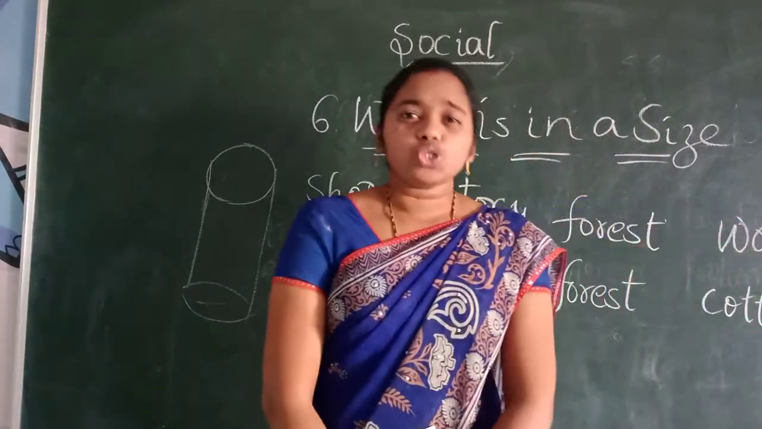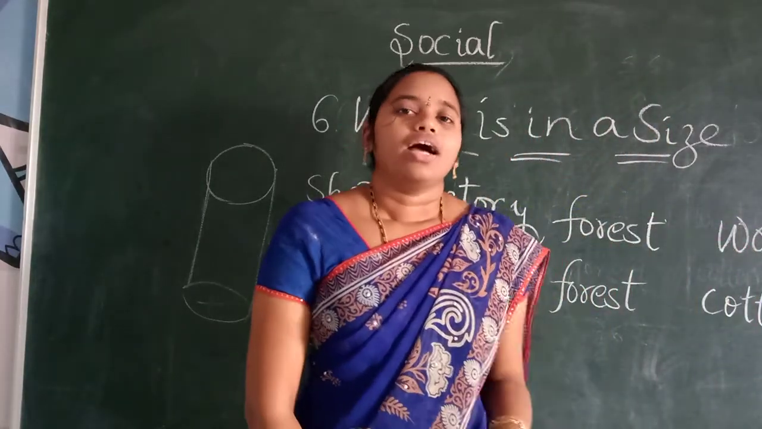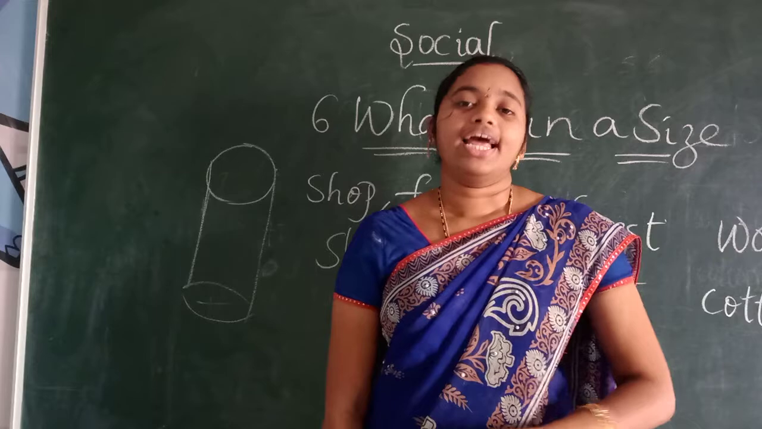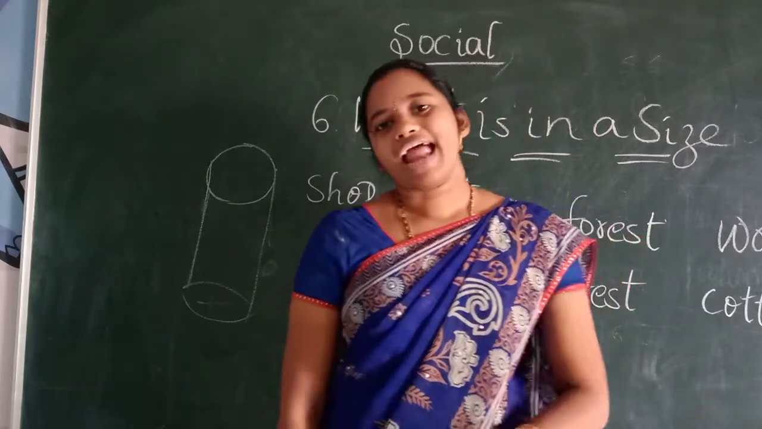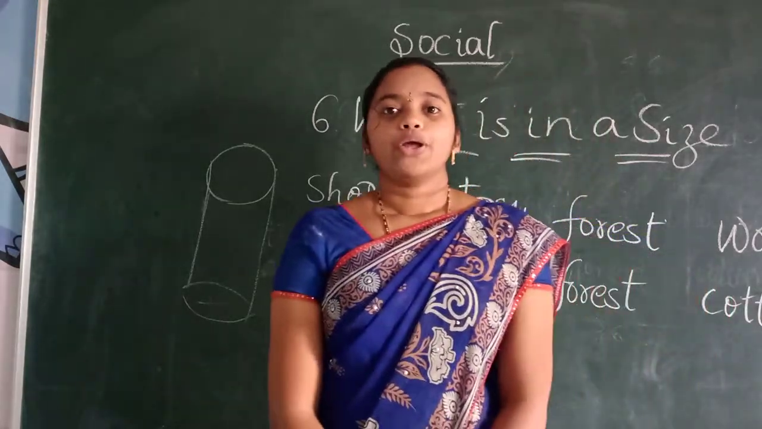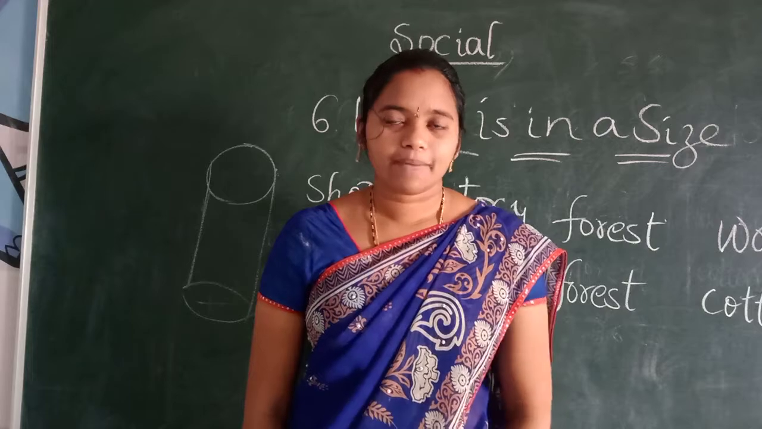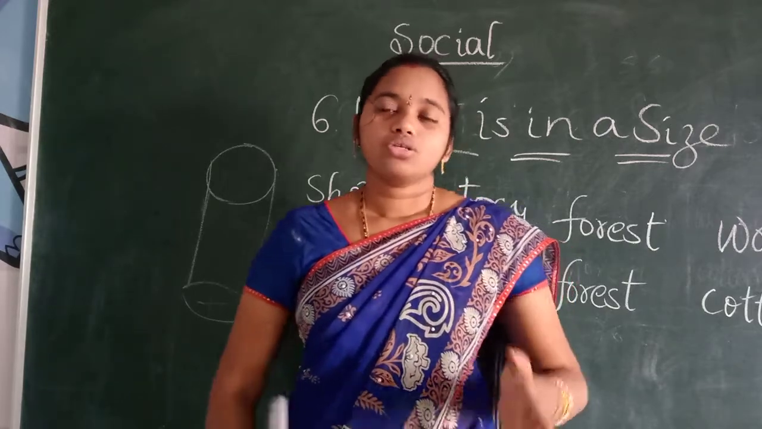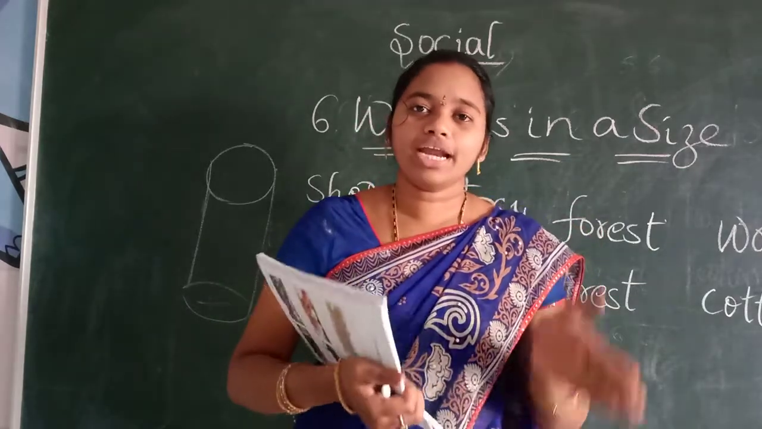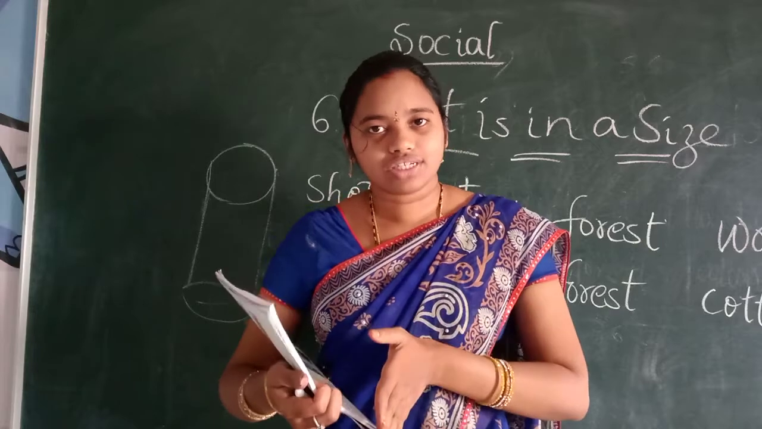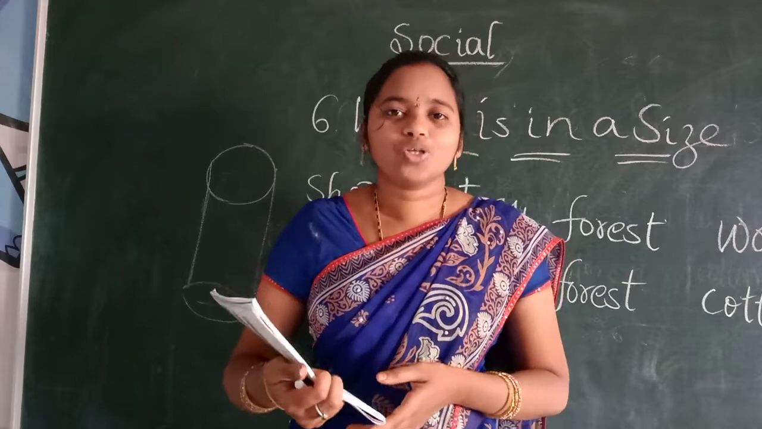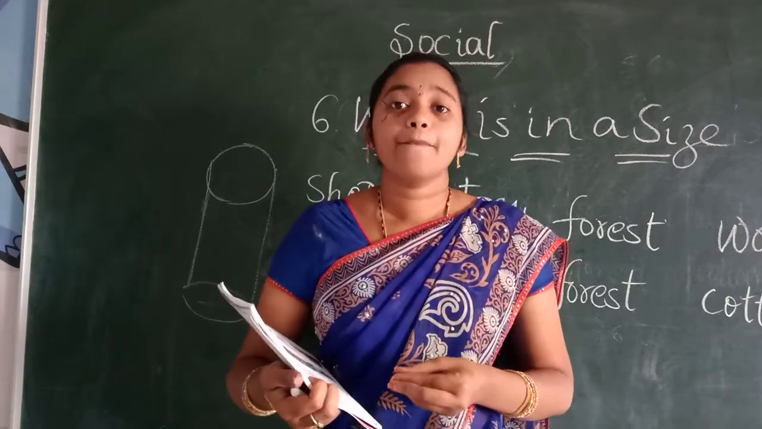So children, these two materials we get from plants, right? Cotton is a plant material, and wood is also a plant material. So we can get these two materials from plants, but the series of actions is different. Making a sofa is a different process and making a bedsheet is a different process. Different raw materials in different actions give different finished goods. The series of actions is known as a process.